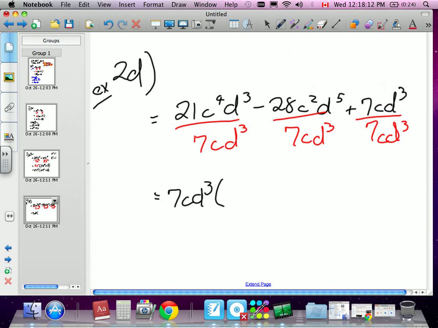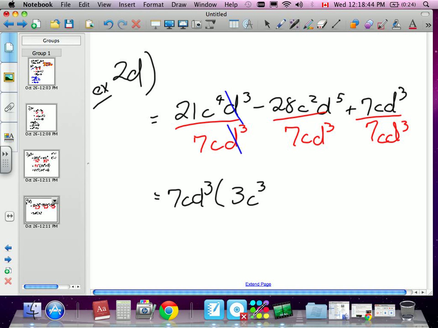And now inside the brackets, we're going to put what these equate to. 21 divided by 7 is, okay, c to the power of 4 divided by c to the power of 1 is c to the power of 3, good. And d to the power of 3 divided by d to the power of 3 would just be 1. It's just like 5 divided by 5, 10 divided by 10. But we don't need to put that 1 in. So imagine they cancel each other out and it's gone.